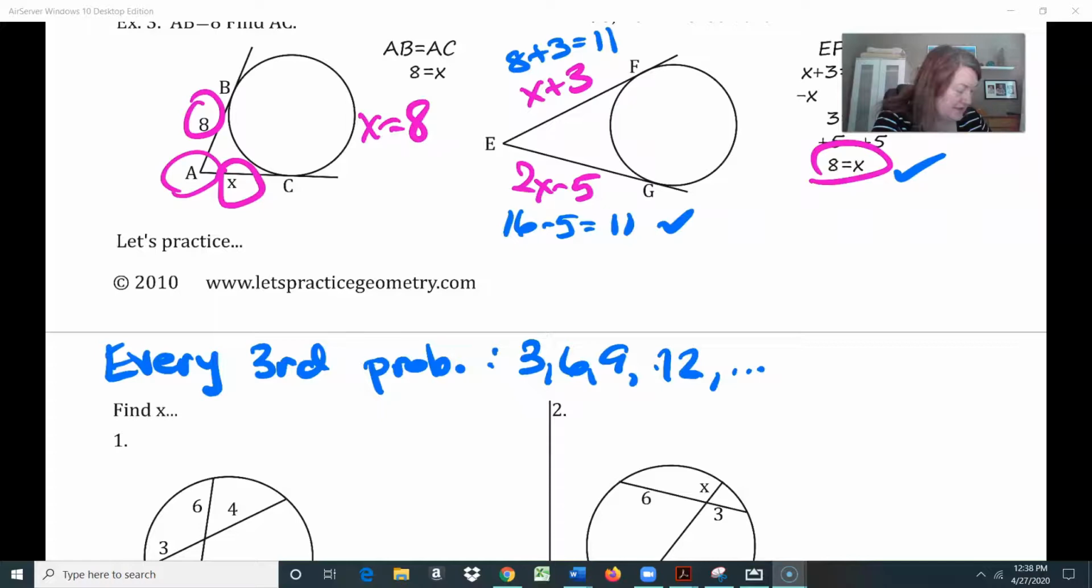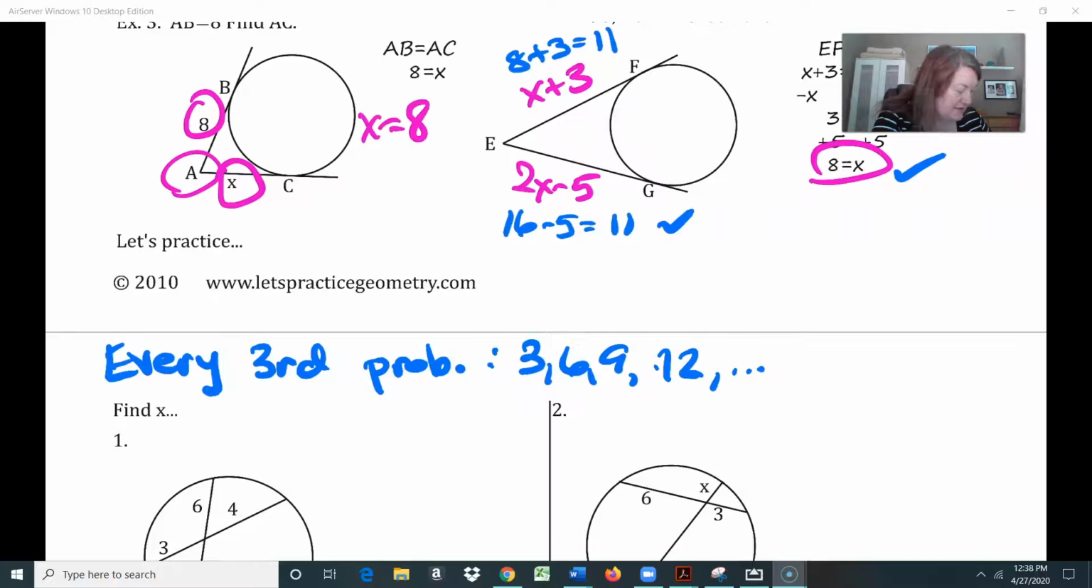In number 3, here are our two chords, 12 and 3. So we know that 12 times 3 is going to be equal to this chord times this chord, which was 2 times x. We're going to just solve that for x. On this side, I get 36 equals 2x, divide by 2, and I get 18. So we're going to go look at the bottom of the page and see if there's an 18.